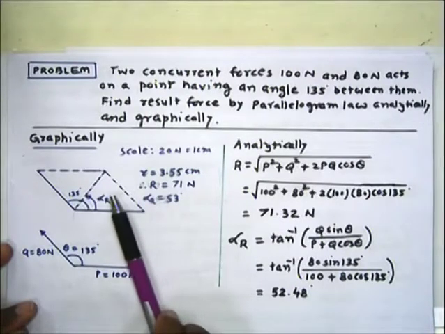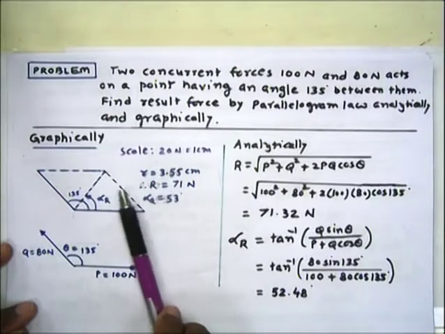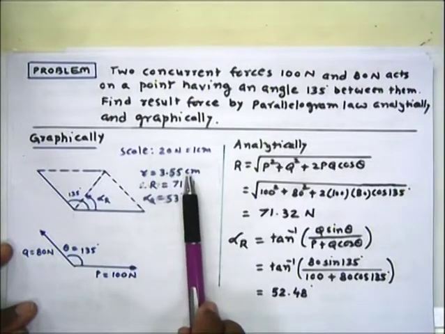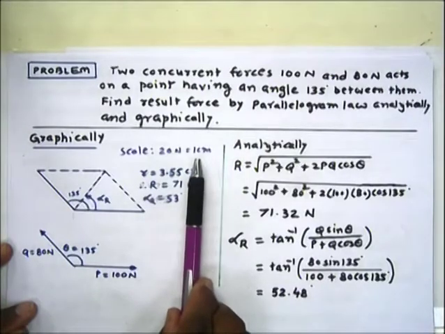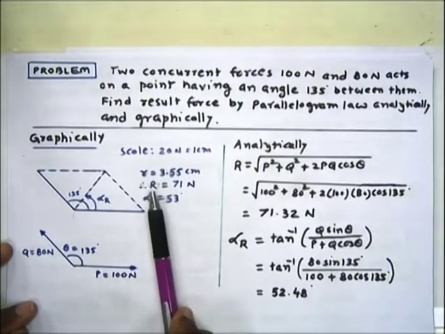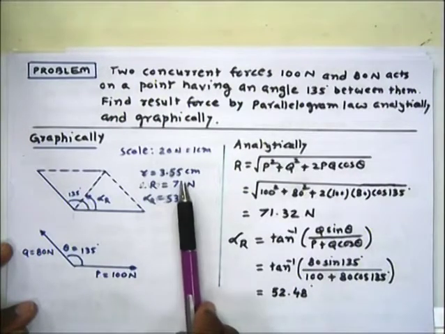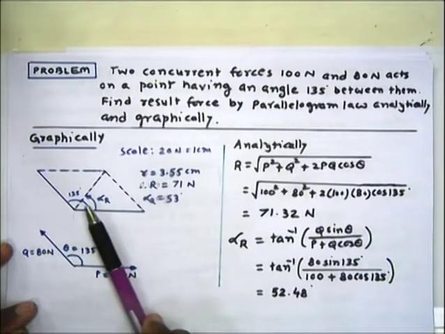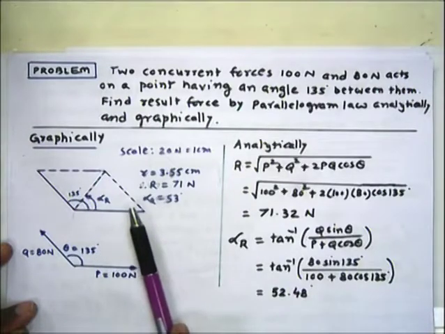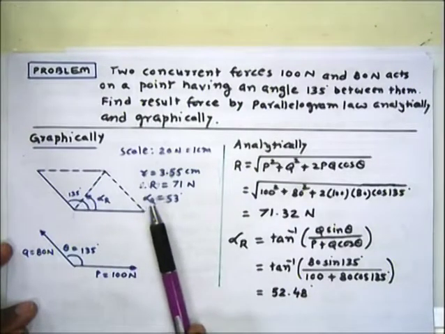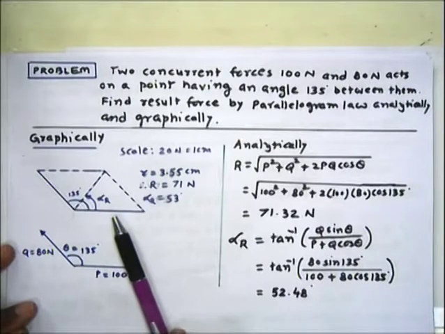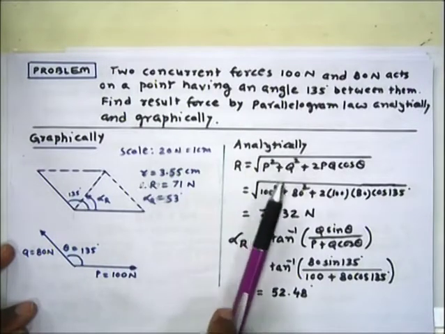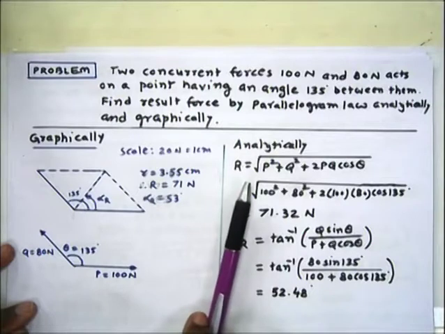Here the resultant force length is 3.55 centimeter, and converting from the scale, where 1 centimeter is equal to 20 Newton, we are getting a resultant force of 71 Newton. So by the graphical method we are getting the magnitude and direction of the resultant force. Now we want to compare the results with the analytical method, so we can use the numerical part, or say equation or formula.